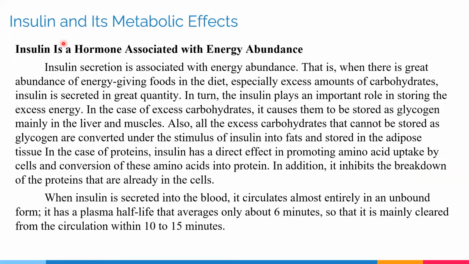Next, let us look into insulin and its metabolic effects. Insulin is a hormone that is mainly associated with energy abundance. Insulin secretion is associated with energy abundance. That is, when there is great abundance of energy giving foods in the diet, especially excess amounts of carbohydrates, insulin is secreted in great quantity. Thus, the stimulus for secretion of insulin is ingestion of very high energy containing foods such as carbohydrates.